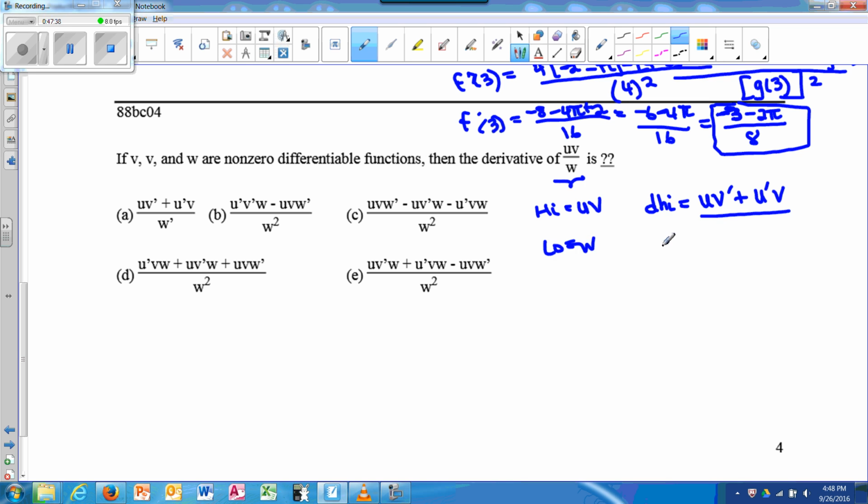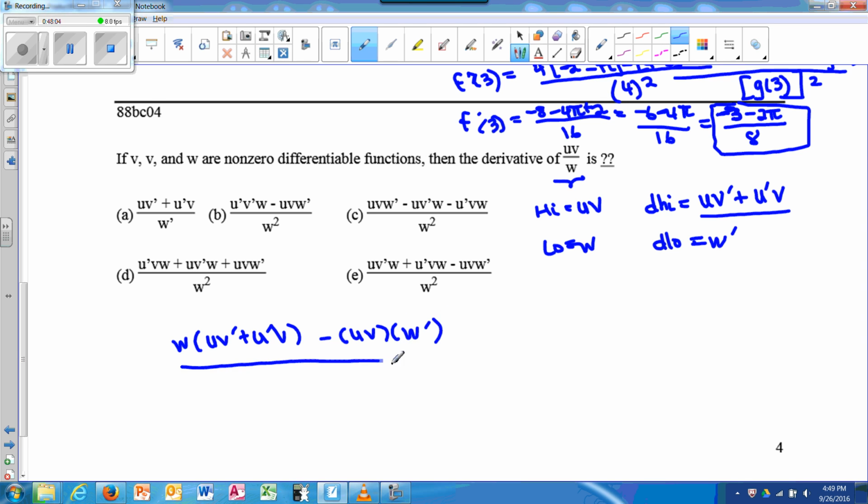Okay, for this last one, notice we have a quotient that can't be simplified. So my high is u times v. That means the derivative of the high is a product rule. It's the first swapping with the second. So it's the first with the second one's derivative and the second with the first one's derivative. So they wife swapped up there. Now, the low is w, and the derivative of the low is w prime.